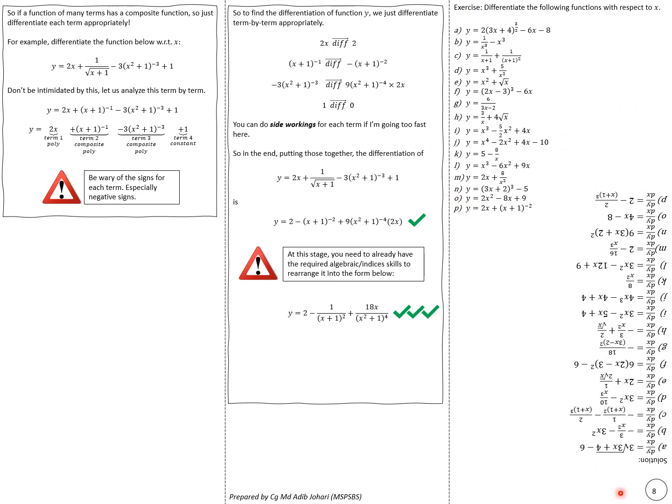I've provided the solution as usual. Try your best to do it. Refer to the notes. Do the notes first, and in the end, you try this exercise. Sorry if I'm going too fast. I only have 15 minutes to do this video.